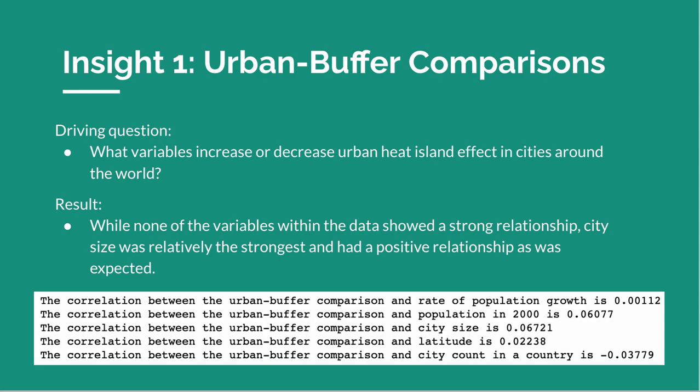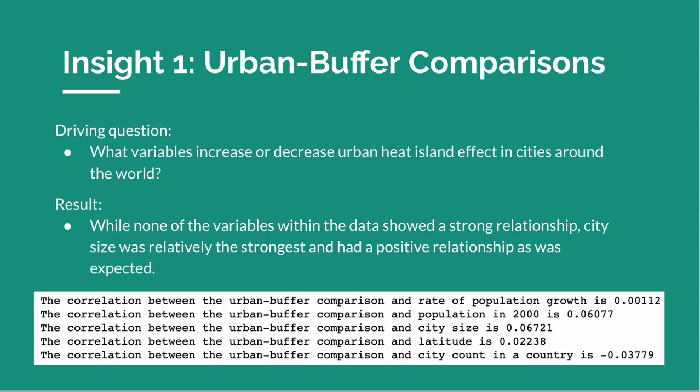For our first insight, we wanted to look at the urban versus urban and buffer comparisons, which is the urban city limits along with some extra kilometers thrown in there so that we could get a good idea of what the temperature looked like outside of the city as well. Our driving question for this insight was what variables increase or decrease the urban heat island effect on cities around the world. And I took the correlation of a bunch of variables that I was able to either pull from a table or generate.